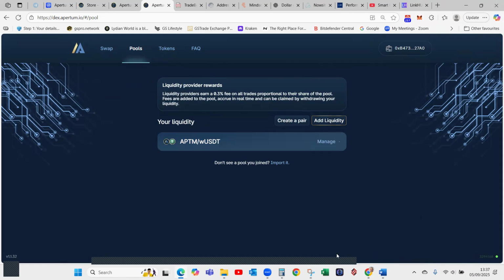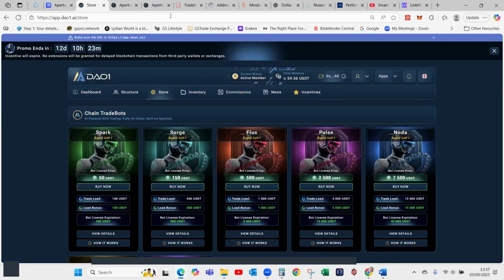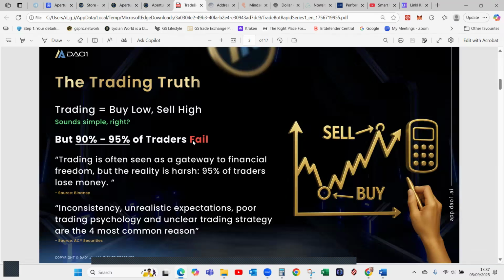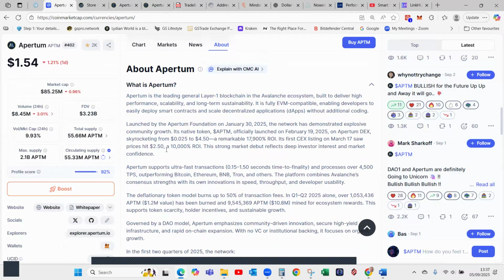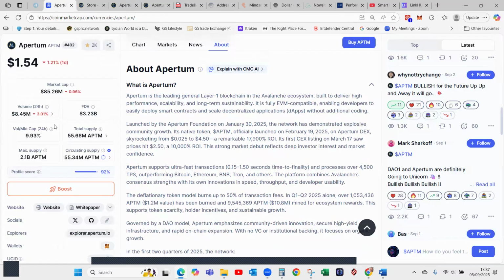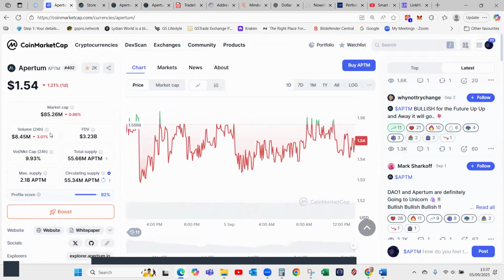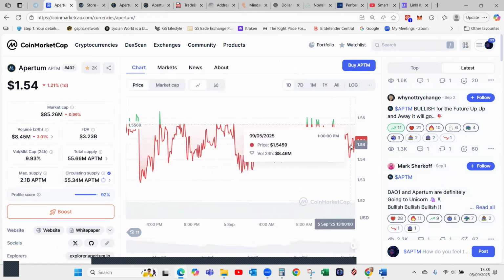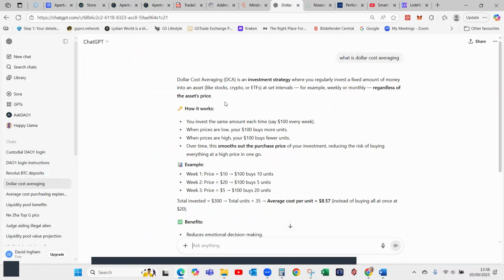So first thing is get the token. Second thing is add to the liquidity pool. Third thing I wanted to show you is we've got an AI trading bot. How cool would it be if you've got an AI trading bot that all it does is buy? If I go back to the graph, when it goes low, it buys coins. When it goes high, it sells coins. And it's bagging you these Apertum tokens. So effectively, again, dollar cost averaging.